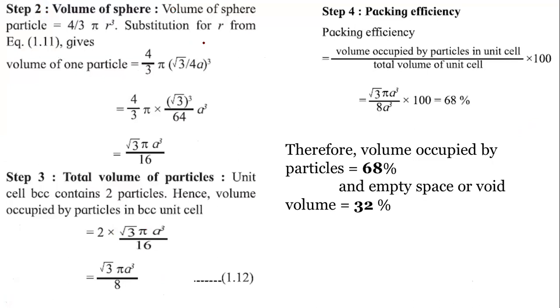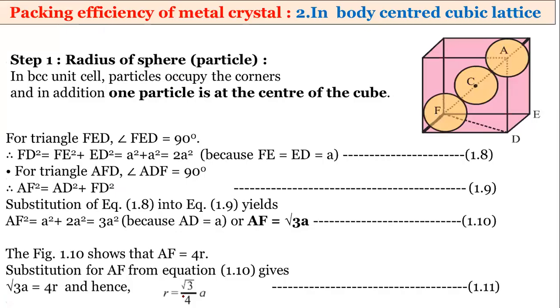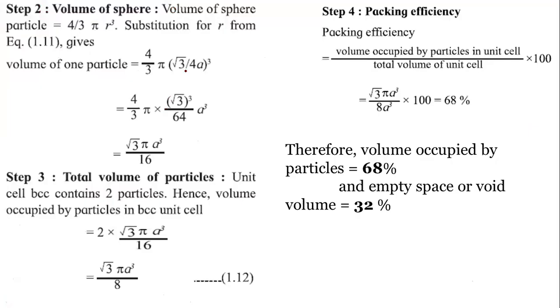Now you can calculate the volume of a sphere. The volume of a sphere formula is 4 by 3 pi r cube, and the value of R is also known. By putting the value of R, root 3 divided by 4 A, this value of R is substituted in this equation. By mathematical calculation, we will calculate the volume of one sphere. The volume of one sphere is different in simple cubic and body centered cubic because the value of R is different.